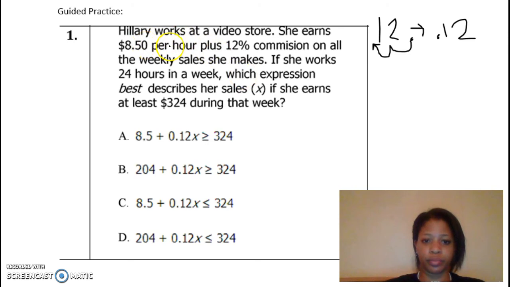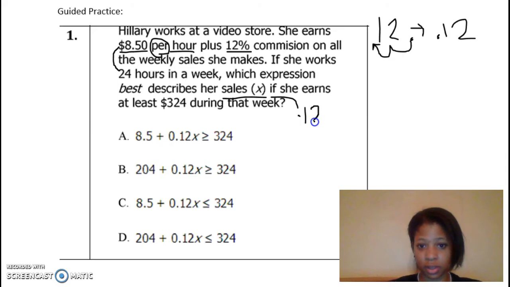Alright, so now I'm looking at my question. First, my variable x is sales, right? I see a linking word here, so that's going to link 850 with hour, okay? Hour is not my variable here, so let's read. She works 24 hours, so it actually tells me how many hours I'm going to have. But I know this 850 is going to be multiplied by this 24, so I'm just going to connect these two, okay? And then she earns 12% commission on all the sales she makes, so that connects this 12 to sales, right? But remember, this 12 is now 0.12, and our sales is our variable, so I know that's going to go with my x, okay?